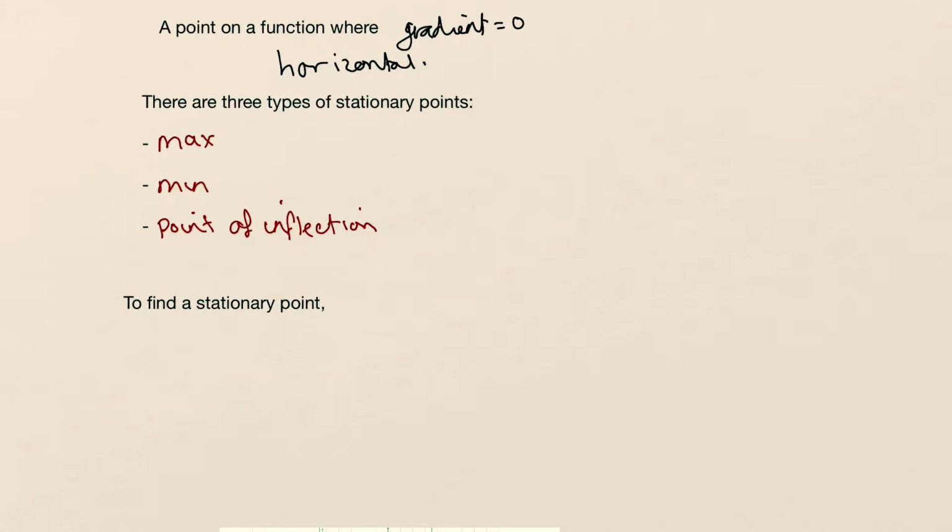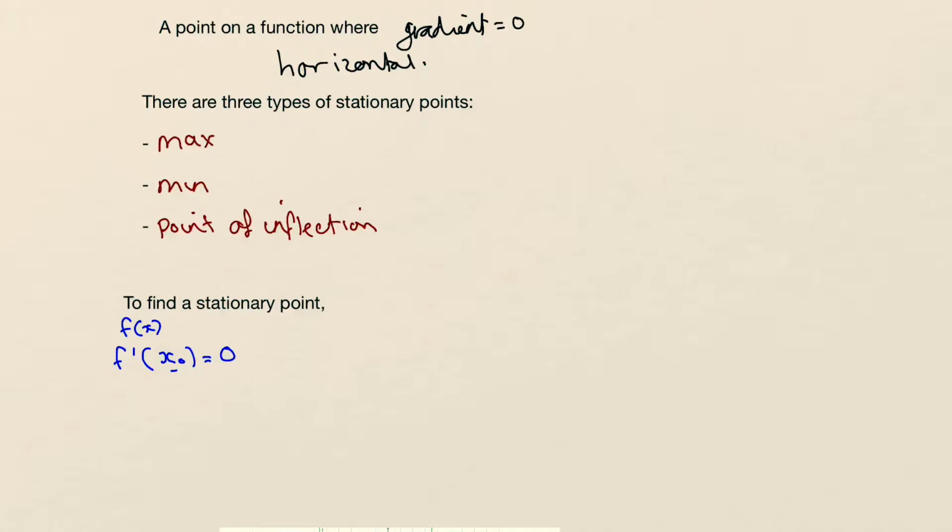So we have our function f of x. First thing we do is we differentiate it. So at the point x0, the derivative will be 0. So this is our stationary point at the point x0.